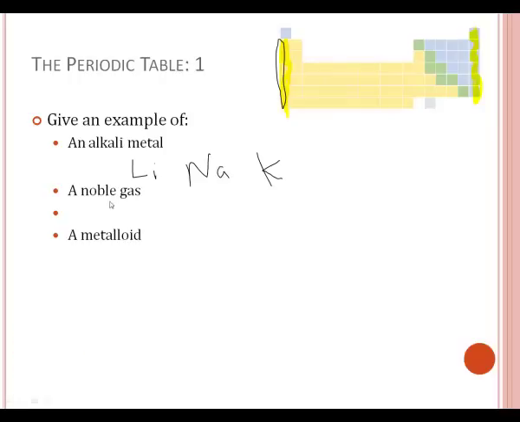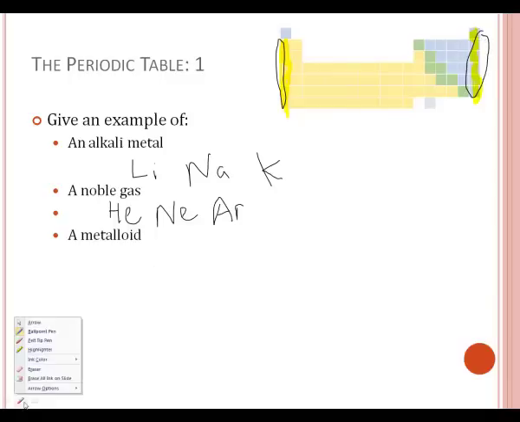So that could be helium, neon, argon, or any other element that's found in this last column. Now metalloids, shown in green here, could be anything like silicon, boron, germanium, arsenic. These are all examples of metalloids.